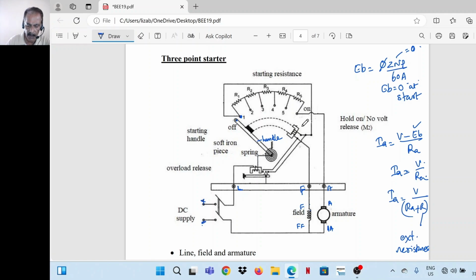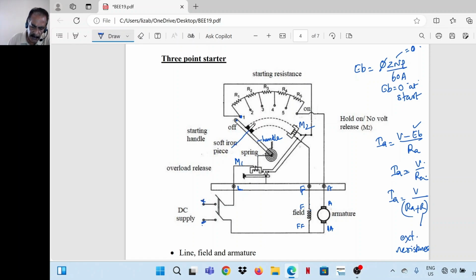There are two magnets, one is here, one is here. Let's take this as M1, this is M2. So the complete current taken by the motor passes through this magnet. But the current passing through magnet M2 is the field current of the motor. See, whatever current passes through the field, the same current only is passing through M2.